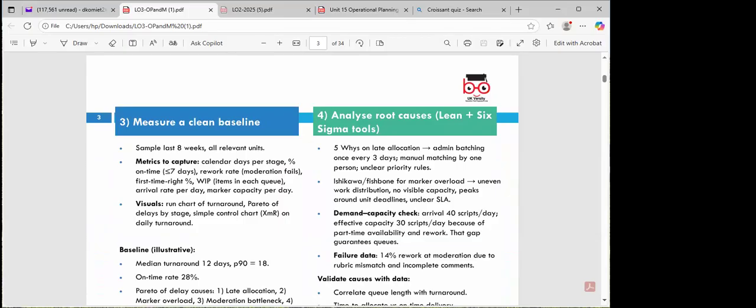Yes. So let's analyze a root cause using Six Sigma. You ask, why is there late allocation? Why is the training provider taking long to allocate scripts to somebody to mark? There may be admin batching once every 3 days, manual matching by one person, unclear. They have a limited number of staff. They don't have a lot of staff to do the marking. So that may be the reason why there's late allocation.